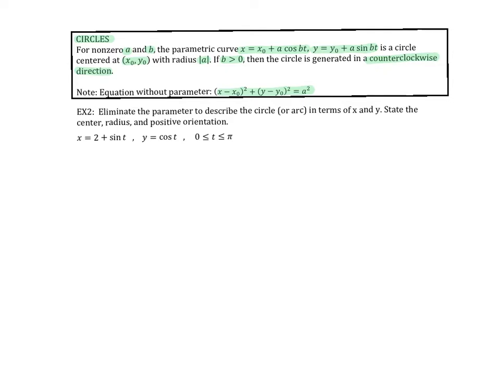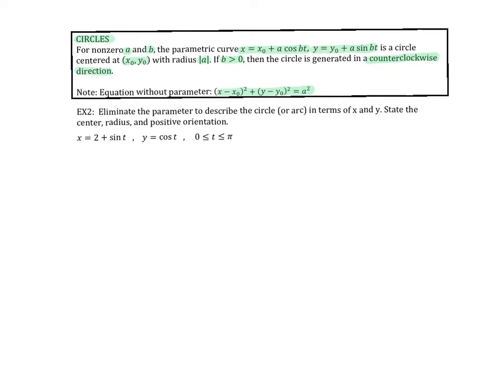Notice that if you did put this in a graphing utility, you would get part of a circle. And that's because switching the sine and the cosine does not change the shape of the graph. It changes the direction the graph is generated in. So one way I could change this circle from counterclockwise, notice my b value is 1, it's positive, to maybe clockwise is to exchange the sine and cosine.